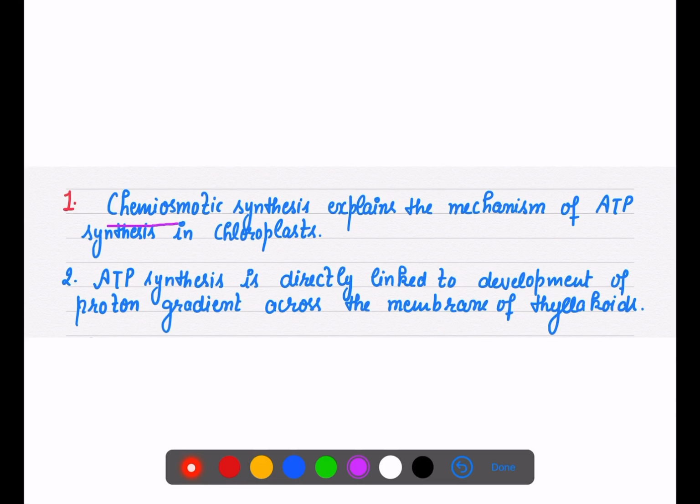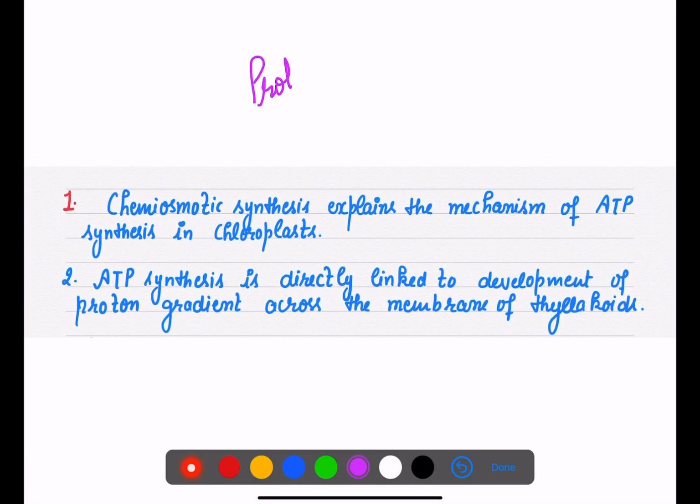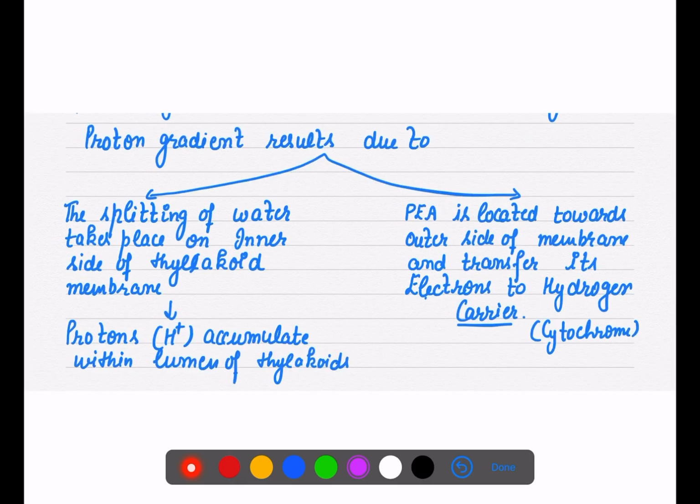Now, chemiosmotic synthesis is explained. It explains the mechanism of ATP synthesis. We are already clear with that. ATP synthesis is directly linked to the proton gradient. If a proton gradient is not developed, there will never be transfer of the protons. So across the membrane of the thylakoid, one must condition is the proton gradient.